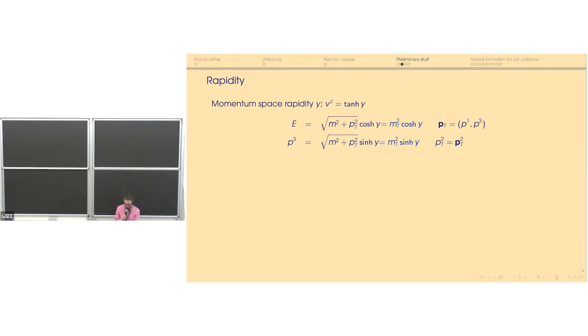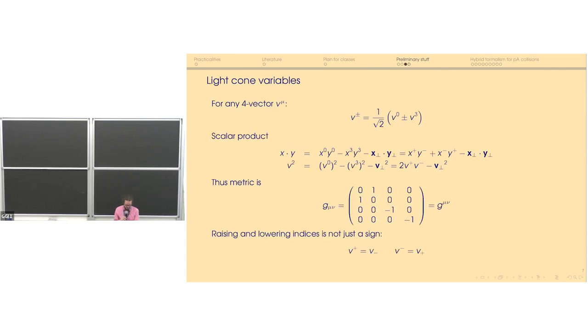Okay, so another source of confusion is that somehow people say transverse and they forget to say transverse with respect to what, and that can lead to confusion. So just as a warning.